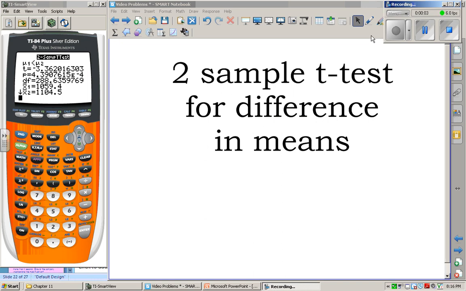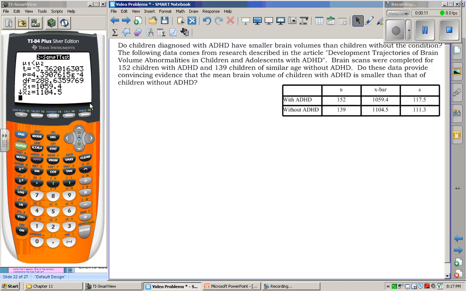Hello everyone, this is going to be an example problem for how to conduct a two-sample t-test for difference in means. So here's the scenario. The question is, do children diagnosed with ADHD have smaller brain volumes than children without the condition? The following data comes from research described in the article, and you can read that there. Brain scans were completed for 152 children with ADHD and 139 children without ADHD. The question we're being asked to decide is, do these data provide convincing evidence that the mean brain volume of children with ADHD is smaller than that of children without?